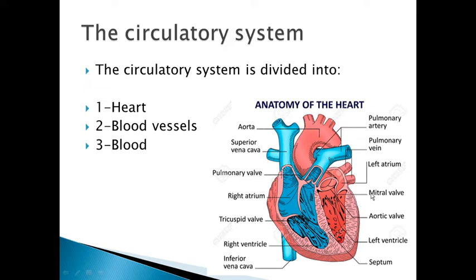The heart is divided into 4 chambers. The upper 2 chambers are called atria and the lower are called ventricles. Okay, these are the 2 upper chambers and these are the lower chambers. These are the atria and these are the ventricles. Okay, this is the left side and this is the right side.